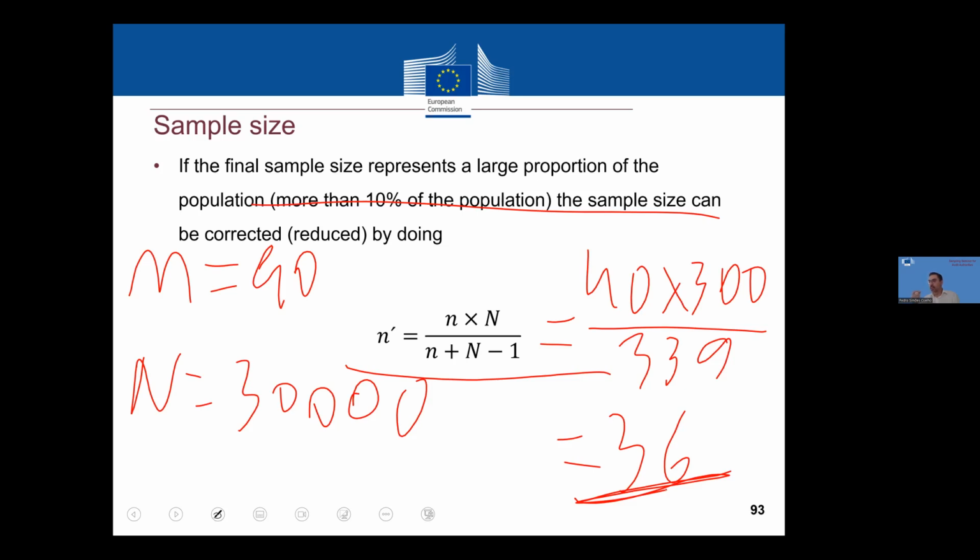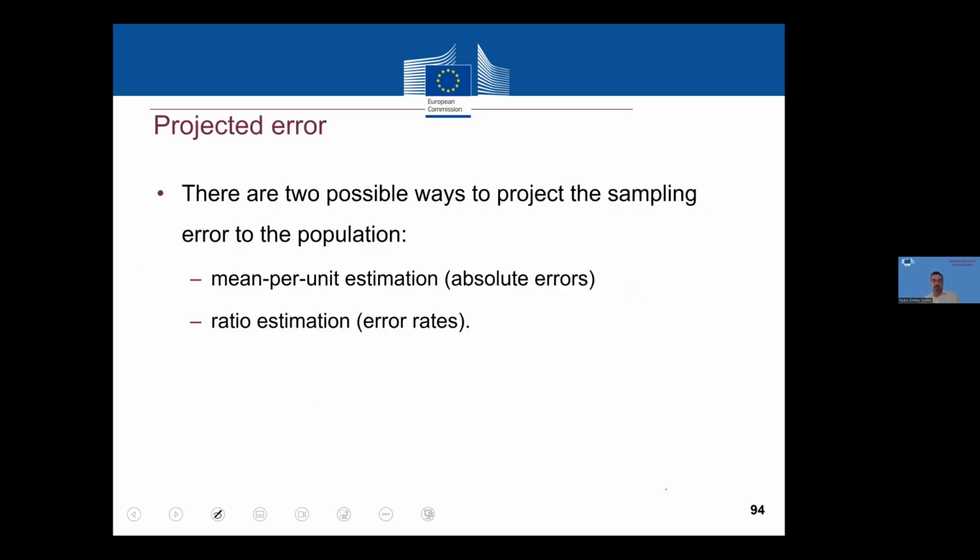Okay, so let's assume that we already understand how to calculate sample size. Now imagine that we have audited the sample and we have the sample results. How do we project the errors from the sample to the population? Basically you have 2 methods, as I said before: mean per unit and ratio estimation. Mean per unit estimation is based on absolute errors, and ratio estimation is based on error rates.